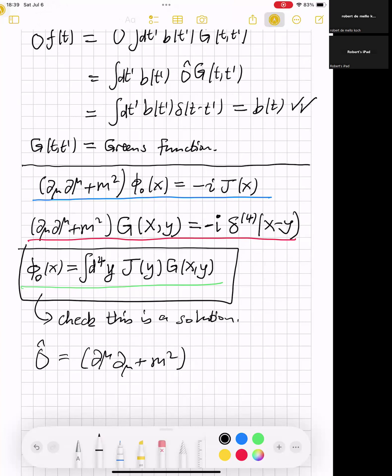So we've solved the equation underlined in blue for any arbitrary function j of x, but we've done that in terms of the Green's function. And the Green's function solves the equation in the red box. So our next task is going to be to solve for the Green's function by solving this equation in the red box. And we'll continue with that in a minute.